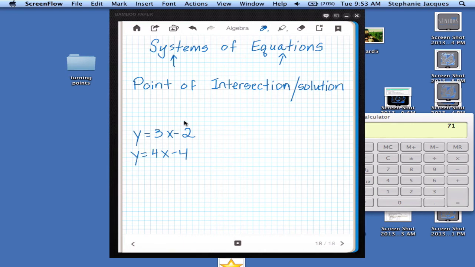Today we'll be talking about systems of equations. A system means a bunch of things working together, so it's more than one thing. In the case of what we're talking about today, we're just going to talk about two things. So it is more than one thing, but we're not going to extend it to three things. So systems means more than one.